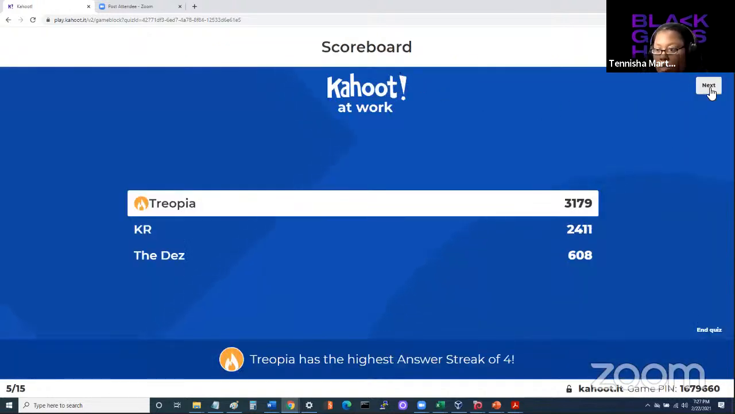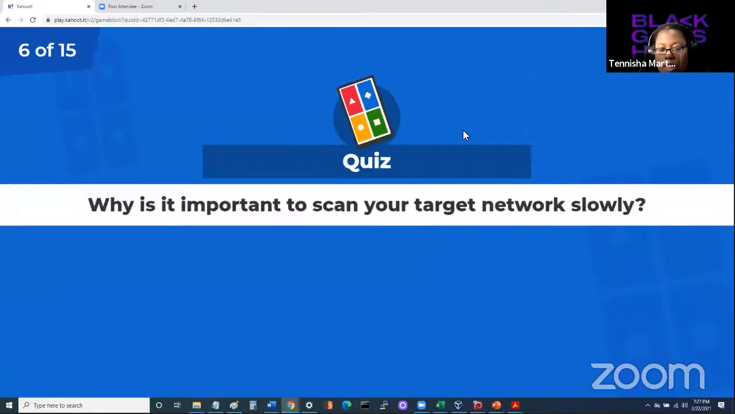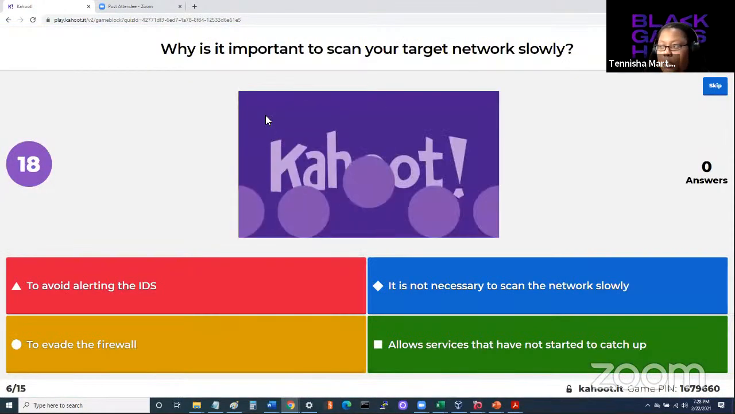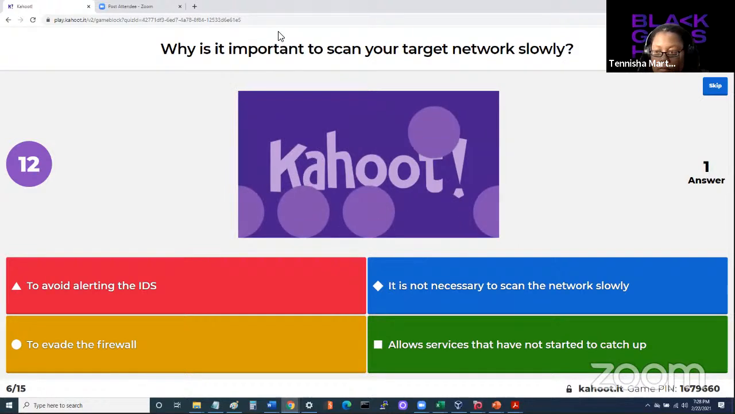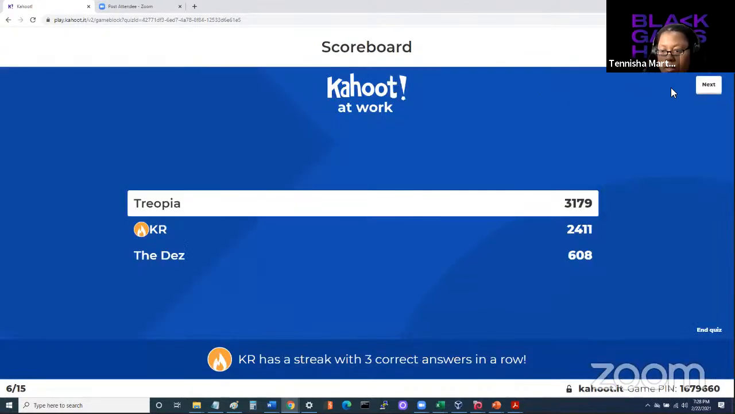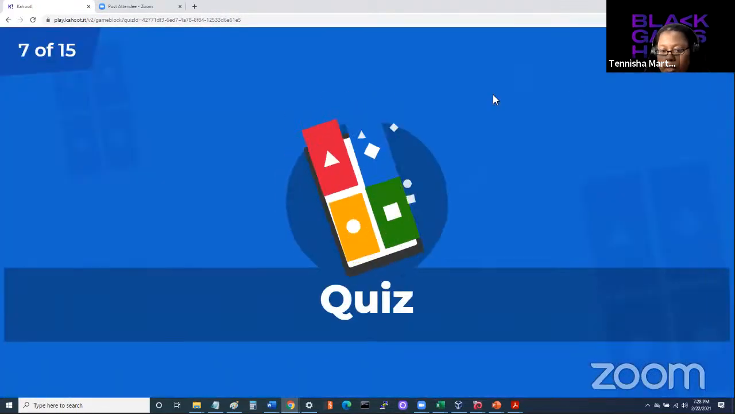All right. Number 6, why is it important to scan your target network slowly? Yep, that must have been easy. You do not want to alert the IDS. T is still on top.